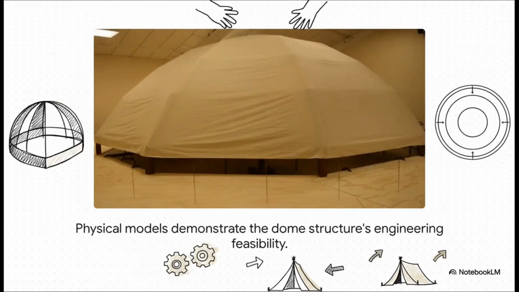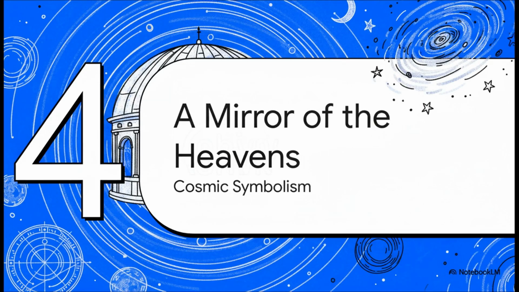And listen, this isn't just a cool idea they drew up. They've actually built it. They've made physical scale models, and guess what? It works. The tension-based dome isn't just possible, it's strong, stable, and it fits the biblical instructions perfectly. So we've got the math, we've got the language, we've got the engineering.